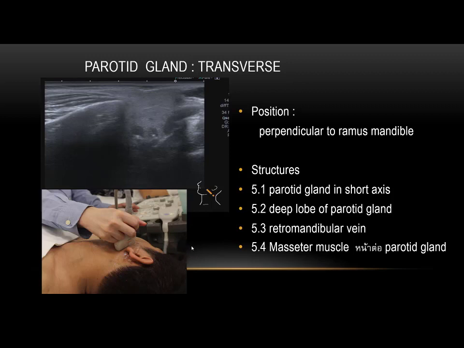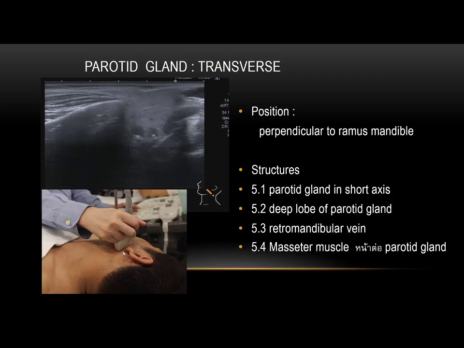We're going to start with the position of the probe and then how to scan. For the short axis, we put the probe perpendicular to the ramus of the mandible. The ramus of the mandible is the vertical part of the mandible that looks like a leg. It runs from the temporomandibular joint to the preauricular area like this. So we put the probe perpendicular and slide up and down to scan the parotid gland. Part of the parotid gland also lies in the post-auricular region around here, and forms the deep gland as well. So we can scan transverse and longitudinal.